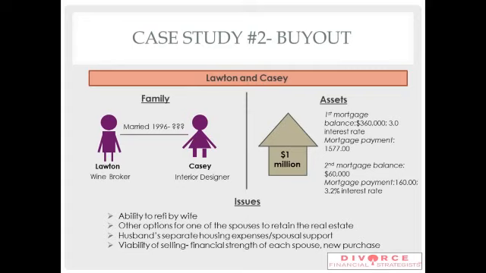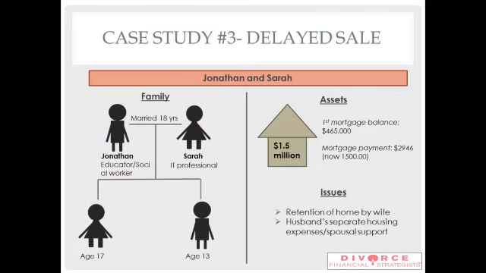Jonathan moved out of the house in early 2015, and so Sarah is residing in the residence with their daughter, and then the son is going back and forth between the marital residence and where his dad is currently living. So some issues here in a delayed sale, and why would you even have one? Why would this even be something that's on the table for you?